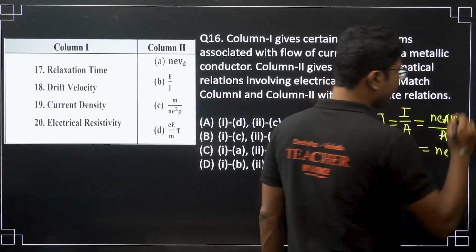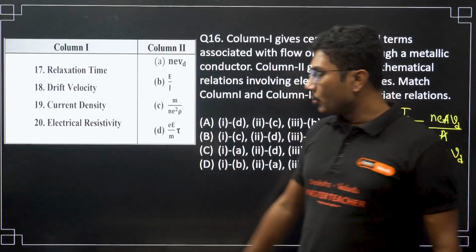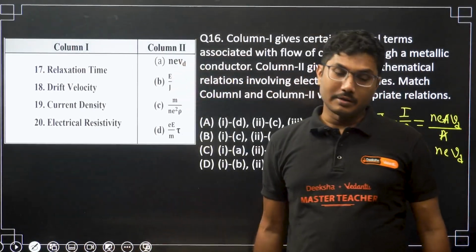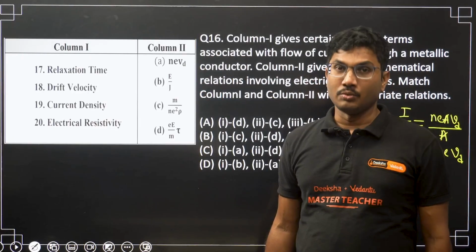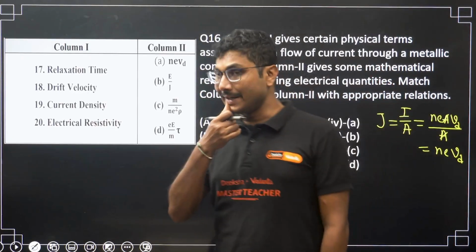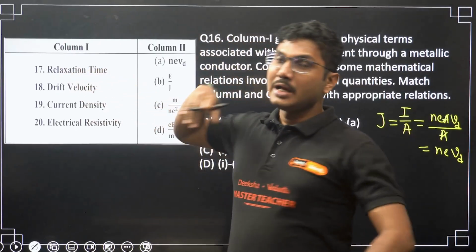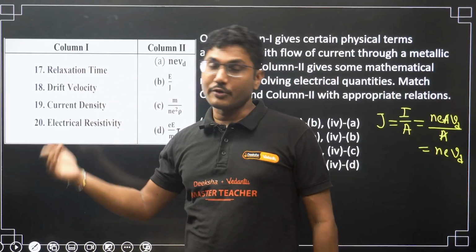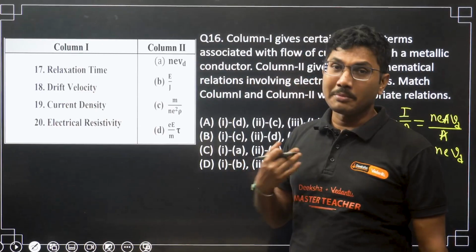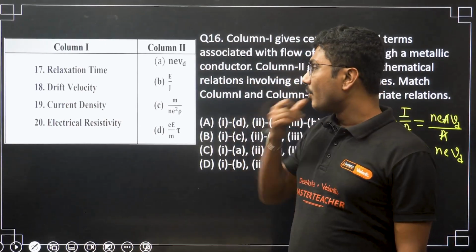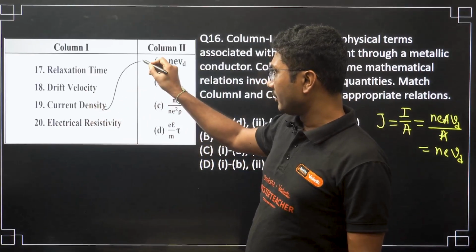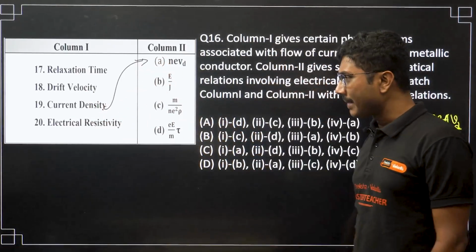Whenever you see a matching question, don't be super afraid to see the things that you don't know. Rather, focus on the things that you know or can find. The relaxation time expression is N e squared tau divided by m, which might be a little complicated for you to remember. But you can find current density, I know this basically matches with A. So one match I have found.